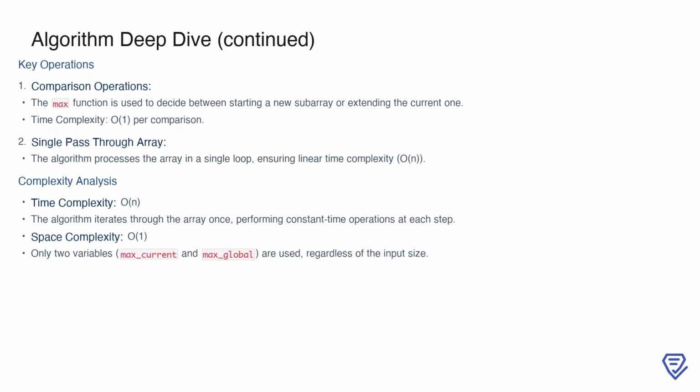This combination of efficient comparisons and a single traversal of the input makes the algorithm highly performant. On the space side, only two variables, max_current and max_global, are used throughout the process. This ensures that the algorithm operates with a space complexity of O(1), regardless of the array size. Together, these characteristics make it an optimal solution for this problem.